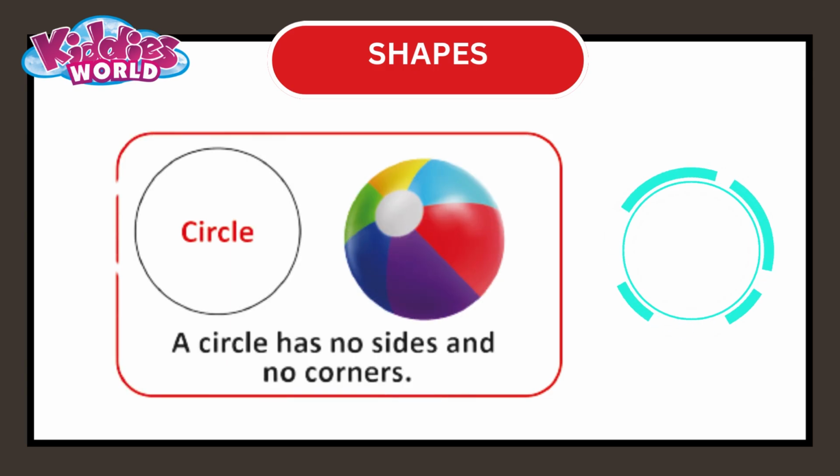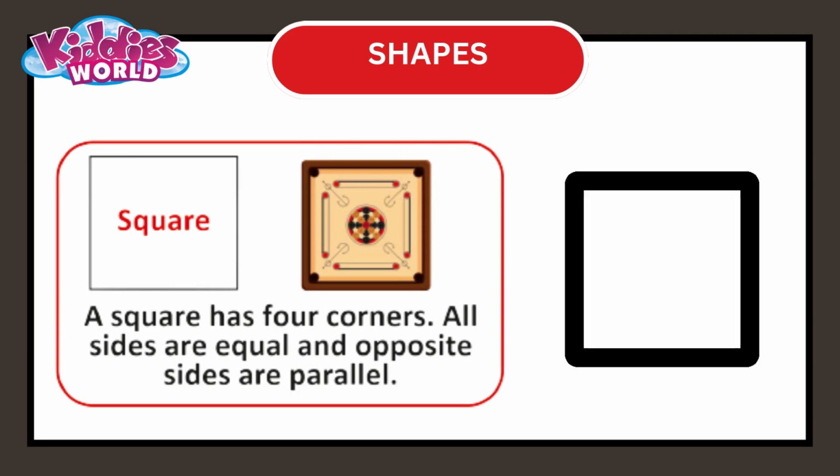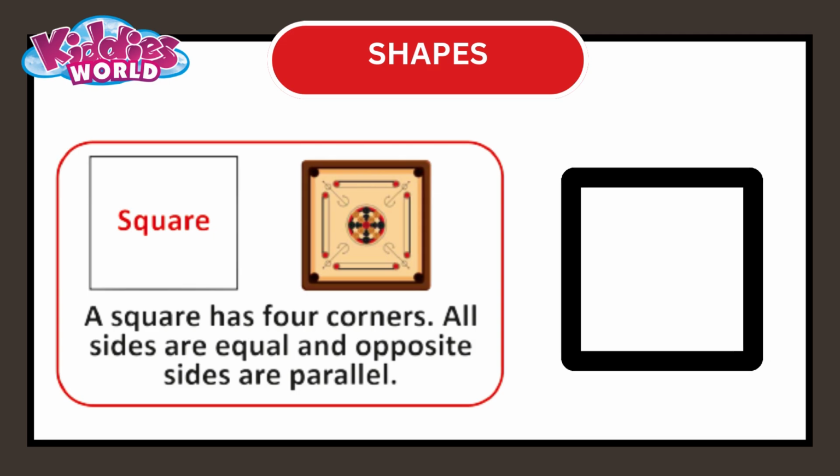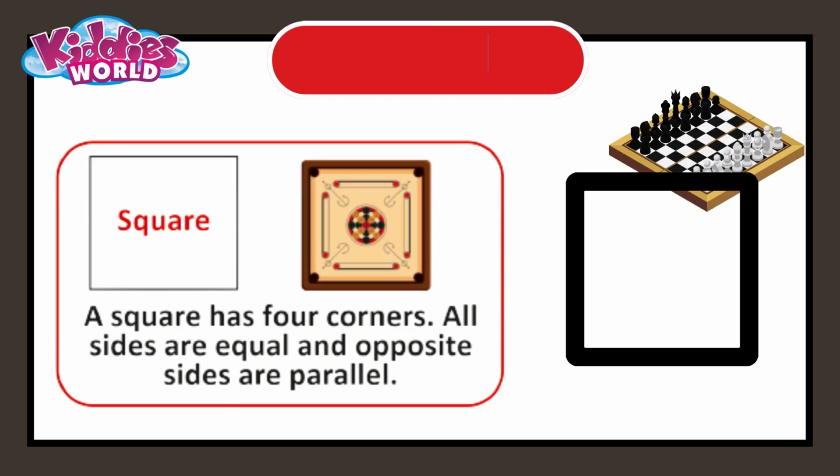First, we have the circle. A circle has no sides and no corners. Look at this ball. It's round and circular in shape. Next, let's look at the square. A square has 4 corners and all sides are equal. Can you think of a square object? A chessboard is a perfect example.